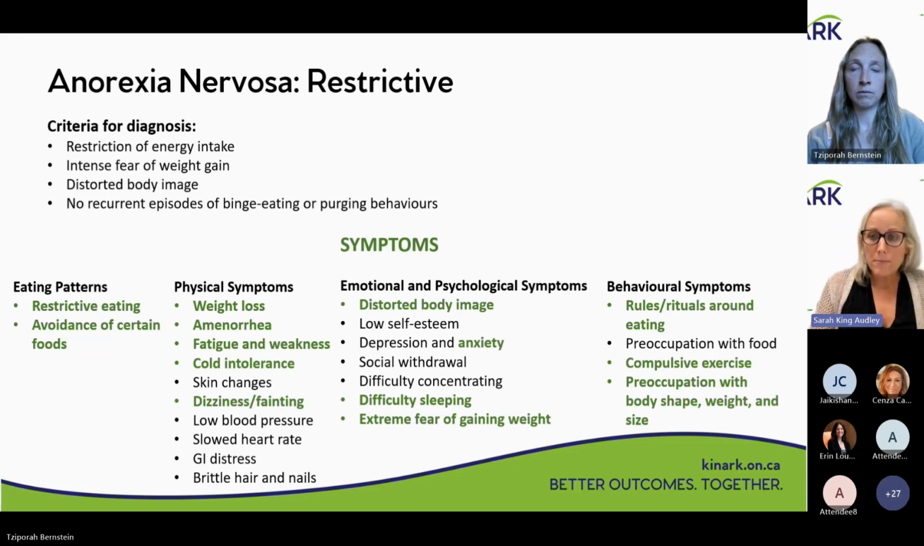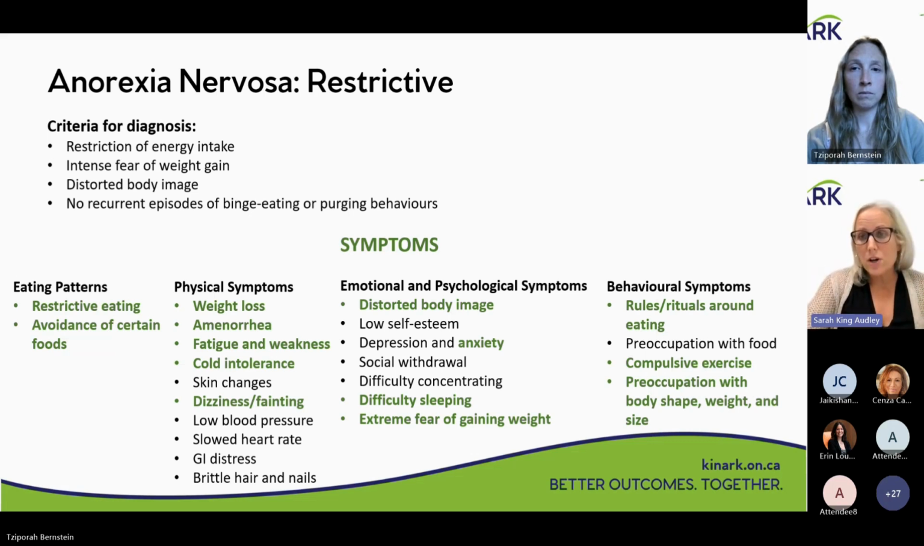So other parts of the criteria for diagnosis are an intense fear of weight gain, that preoccupation with weight, shape, and size, a distorted body image, so perceiving themselves differently than others see them, really having a dislike for even certain parts of their body or for their size.